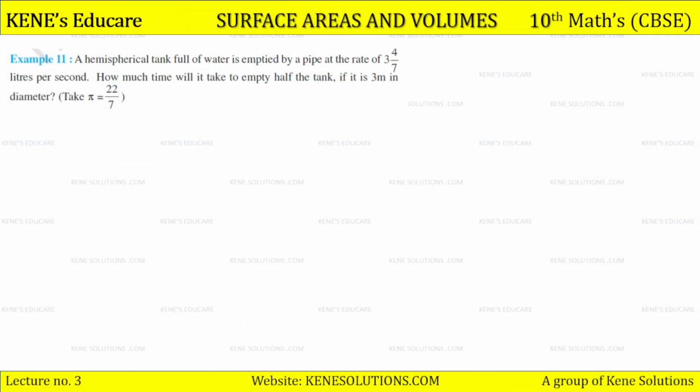If a hemispherical tank full of water is emptied by a pipe at the rate of 3 and 4/7 liters per second, how much time will it take to empty half the tank if it is 3 meter in diameter? Okay, so take pi is equal to 22/7.